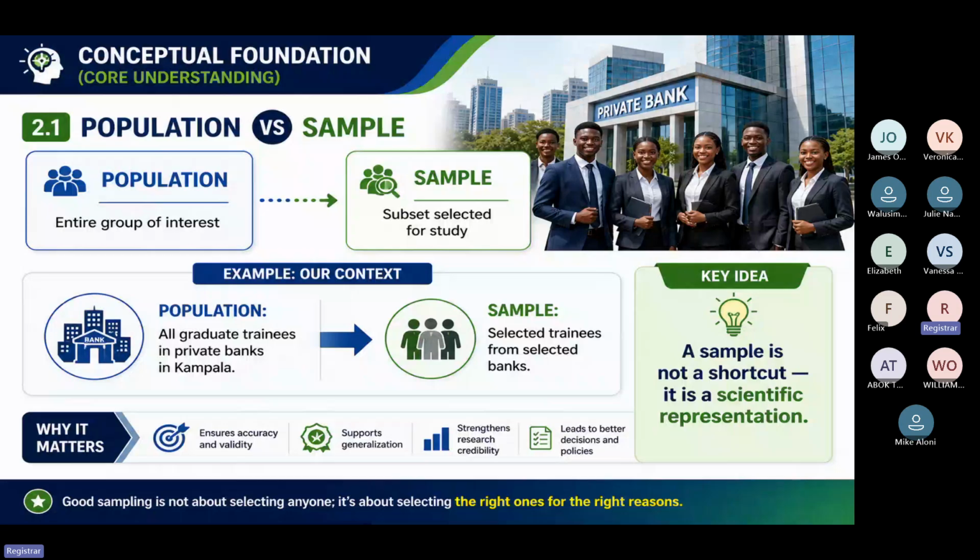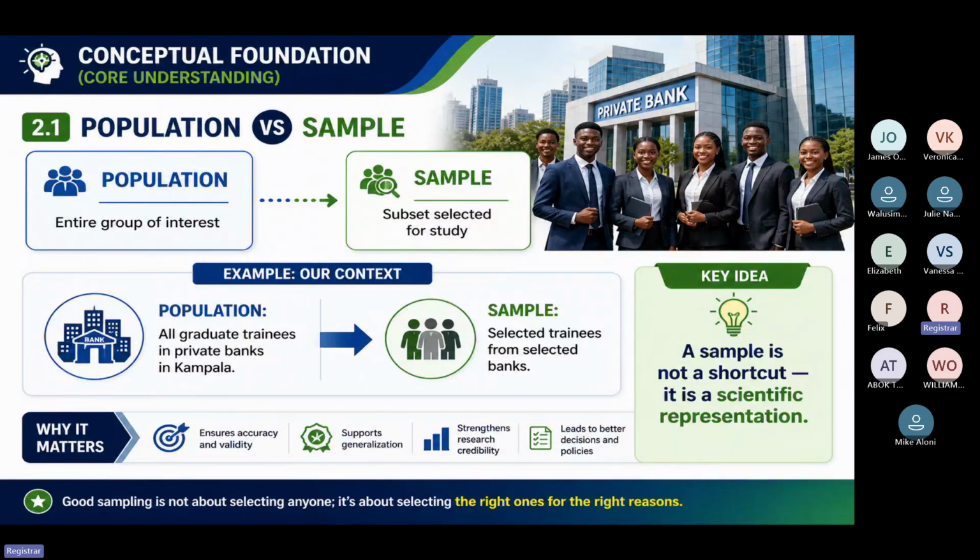You may have different levels of data collection. You have to talk to the managers of this bank, the recruitment agencies of this bank, the HR people. Many levels of people you have to talk to in order to collect your data. You are not only going to the graduate trainees who have been recruited. So this we have to understand. In this case, the population is all graduate trainees in private banks in Kampala. That is very, very important.